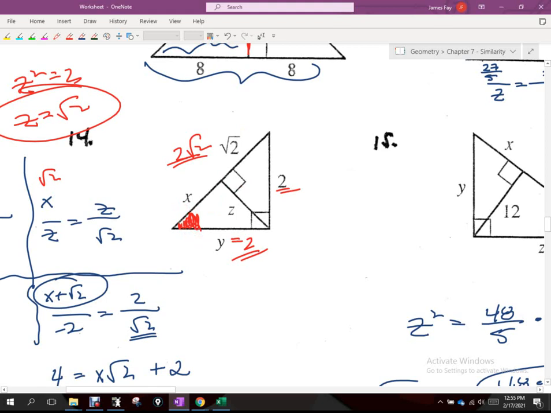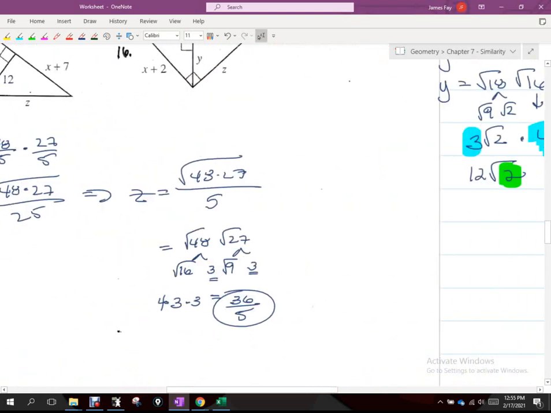Okay? We'll talk about that, and that's what the next chapter is about, seeing images like this and knowing that if that's 2, that's 2, this has got to be 2 radical 2. We'll stop there. Tomorrow, we should have time if we want to go over 15 and 16 as well.